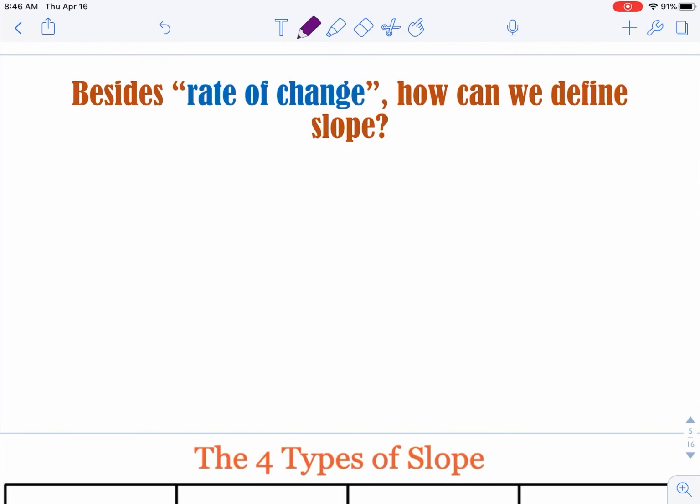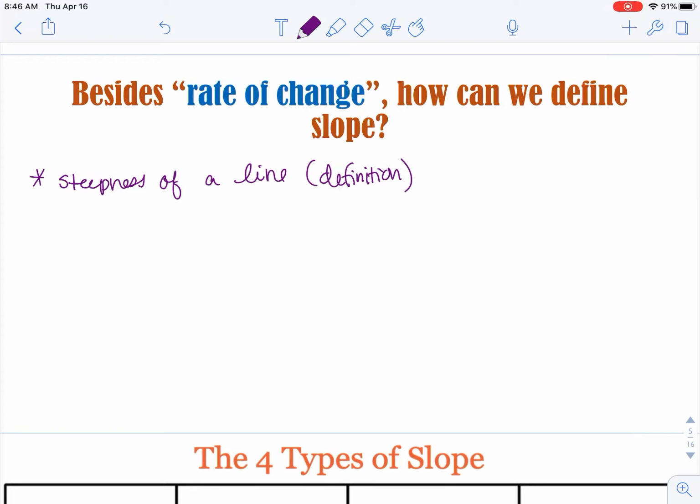We can also define it as a few other things. Slope is the steepness of a line. That's what slope actually means. That's its true definition. It is how steep a line is.